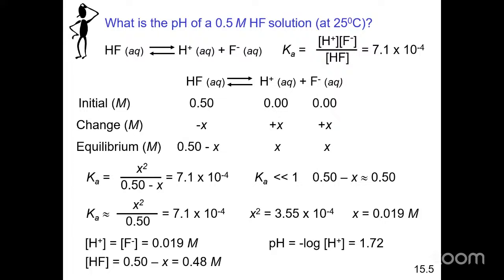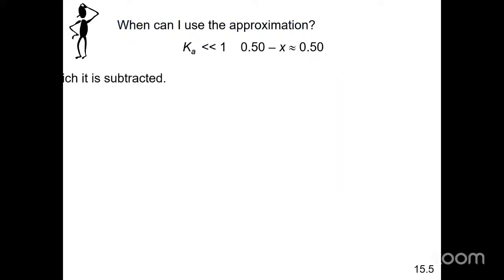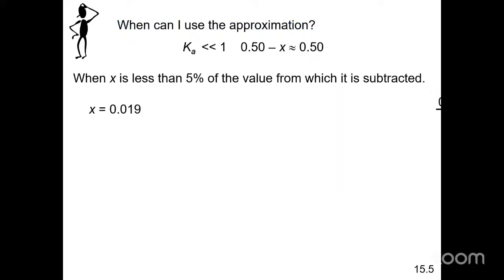Now, that's not the end of the story, because remember, we made an assumption earlier, right? The assumption is that X is small, such that 0.50 minus X is approximately equal to 0.50. What we have to do is to see whether or not that approximation is a valid one. The criteria that we use to determine whether or not the approximation is valid is what is known as the percent dissociation. And I think I need to define it, so let me do some scribblings here. Let me just draw this line here.